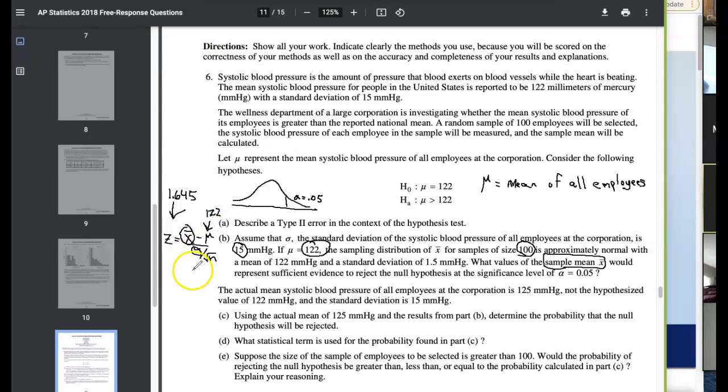Sigma is 15. I'll just draw an arrow right there. N is 100. Now in the problem they said the standard deviation of the sample is 1.5. Okay, so we'll get into Z and T testing. If you run into this where you have two standard deviations, the population standard deviation takes precedence over the sample standard deviation. If you know population information, then we're going to use it.